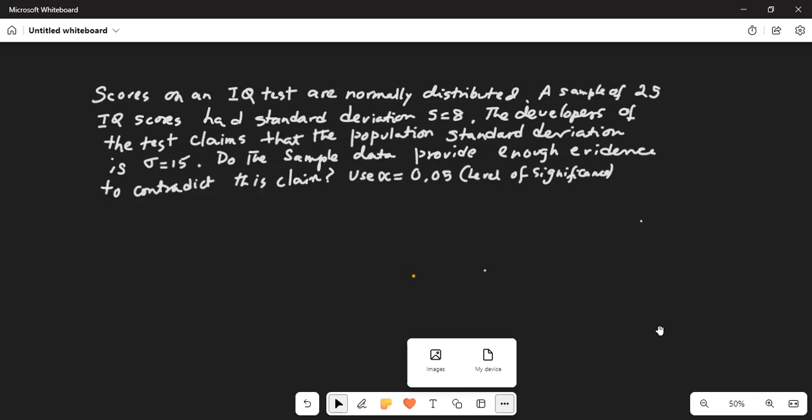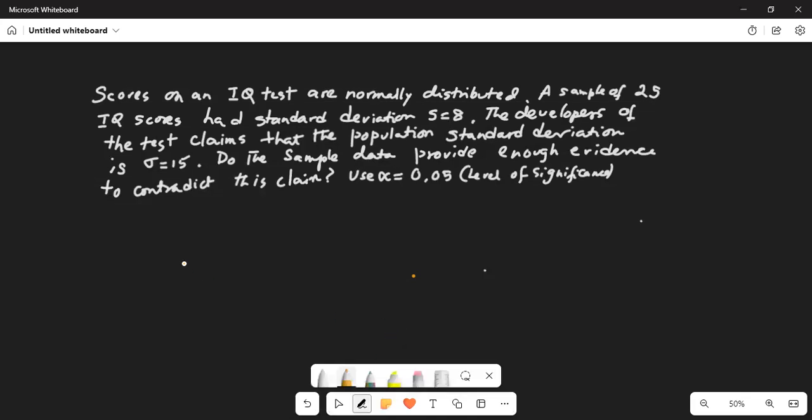Scores on an IQ test are normally distributed. A sample of 25 IQ scores has standard deviation s equal to 8. The developers of the test claim that the population standard deviation is sigma equal to 15. Do the sample data provide enough evidence to contradict this claim?